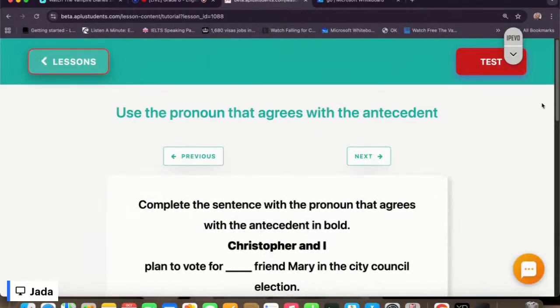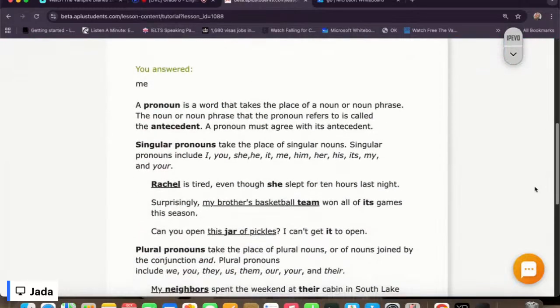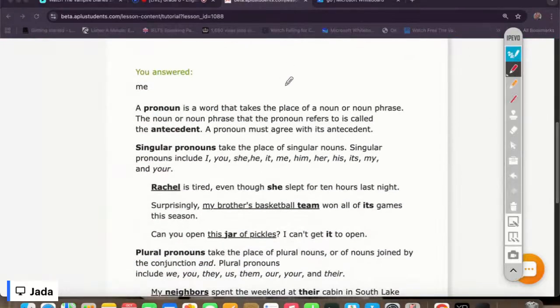So use the pronoun that agrees with the antecedents. We know that a pronoun is a word that takes the place of a noun or noun phrase, and the noun or noun phrase that the pronoun refers to is called the antecedent. A pronoun must agree with its antecedent. So a singular pronoun takes the place of a singular noun. Singular pronouns include I, you, she, he, it, me, him, her, his, its, my, and your.